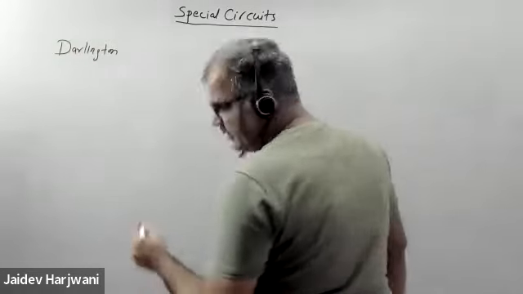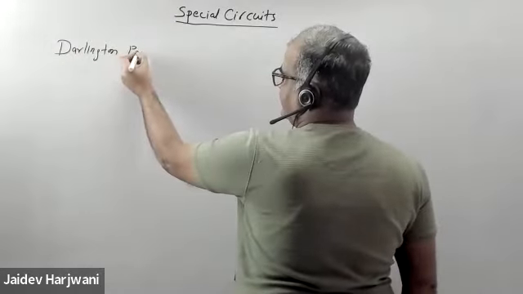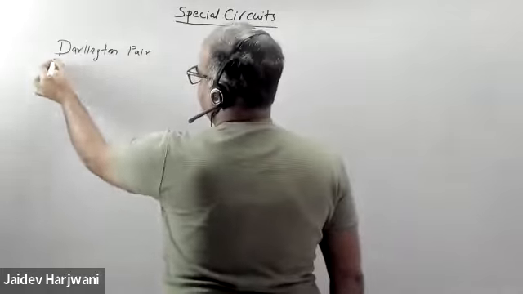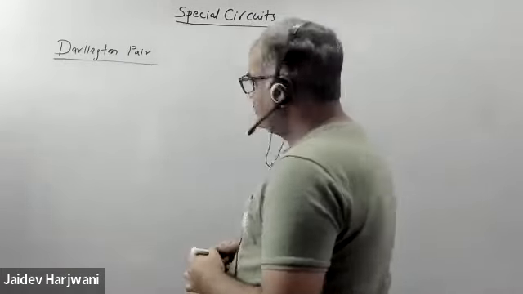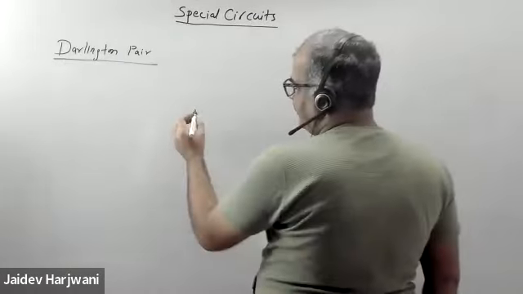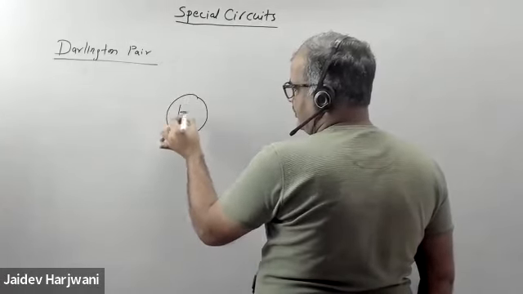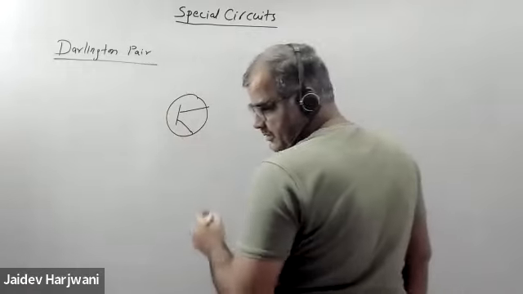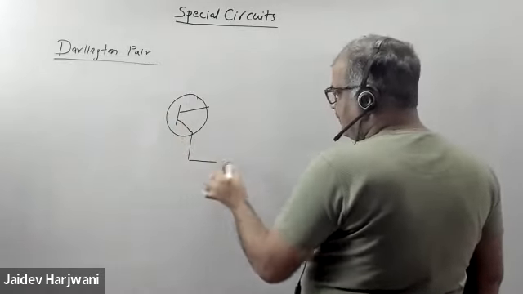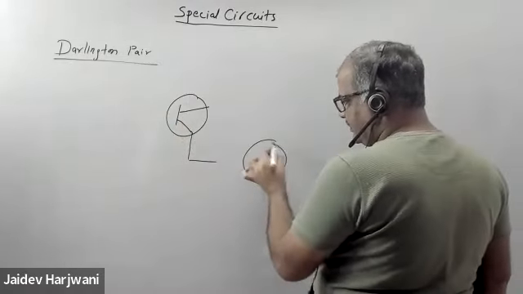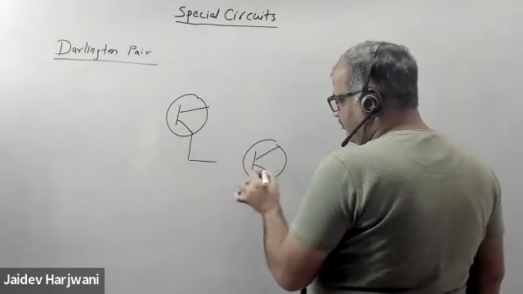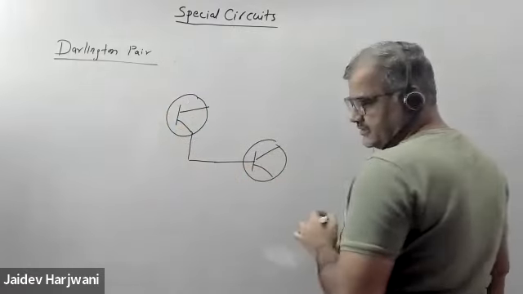Darlington pair. So what is a Darlington pair? They are basically two coupled transistors. You have two transistors coupled to each other, so the emitter of one transistor is connected to the base of another transistor.